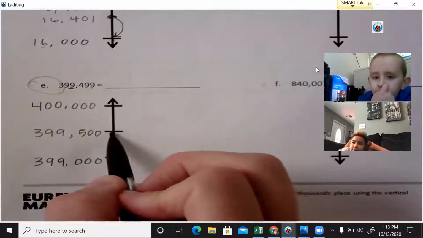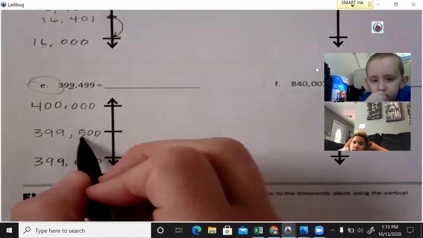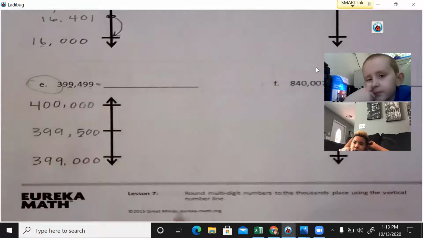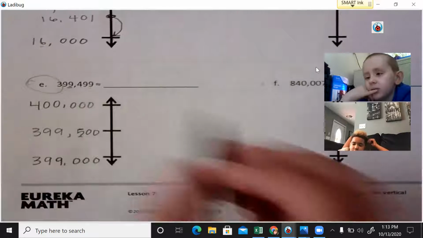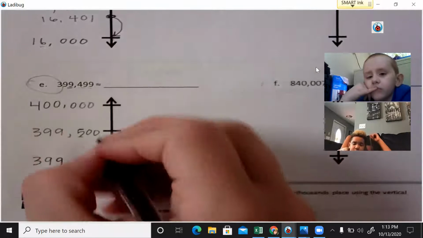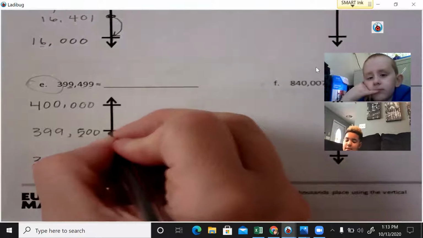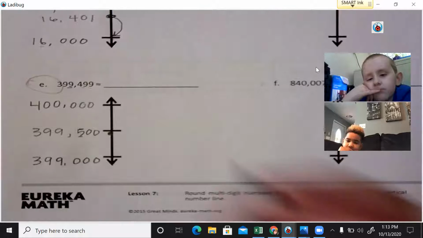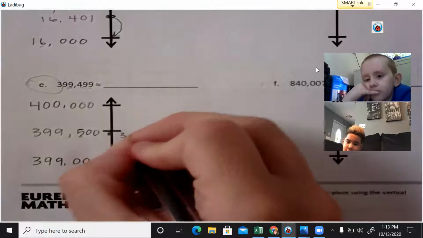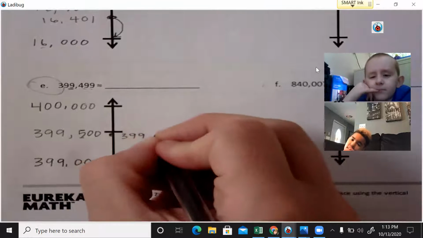What about 399,500? Bigger or smaller? Bigger. Look closely. Here's a 5. Here's a 4. What's bigger, 500s or 400s? 500s? Right, but it's super close. It's at 499. So we're going to put it right underneath that tick mark. I'm actually going to write it on the other side so it's not too crammed.